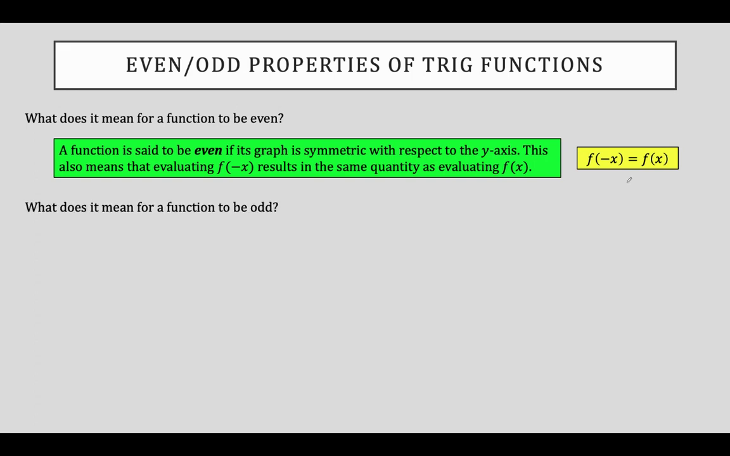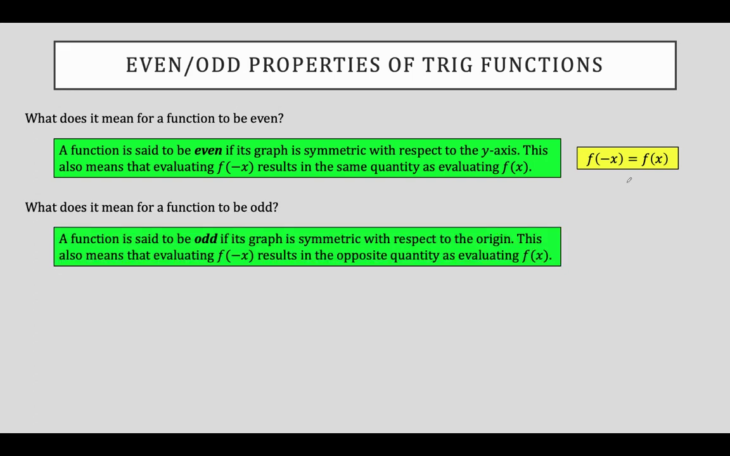What does it mean for a function to be odd? A function is said to be odd if its graph is symmetric with respect to the origin. This also means that evaluating f of negative x results in the opposite quantity as evaluating f of x. In other words, f of negative x is equal to negative f of x. Plugging in negative x will give you the opposite of evaluating f of positive x. How does this relate to our trig functions?